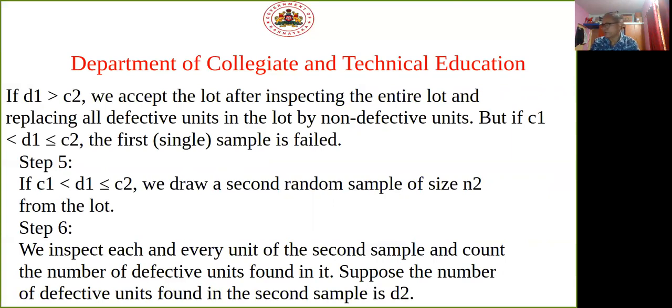The next step, the sixth step: we inspect each and every unit of the second sample, count the number of defective units found in it, and suppose the number of defective units found in the second sample is D2. So we select the second sample, inspect all its items, separate the defectives and non-defectives, count the defectives, and call that D2.